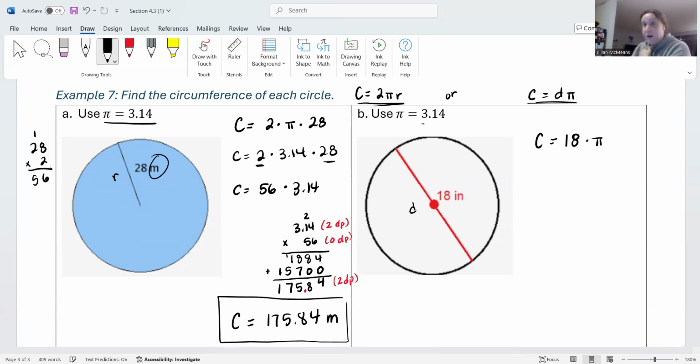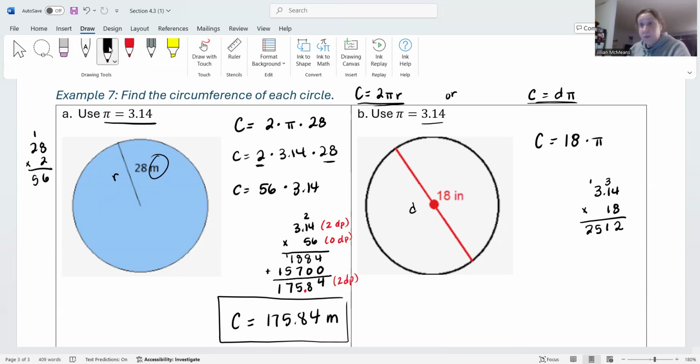Well, I was told flat out to use 3.14. So I'm going to do a little side work. I have 3.14 times 18. Well, 8 times 4 is 32, so I'm going to keep a 2 and carry a 3. 8 times 1 is 8, plus 3 is 11, so I'm going to keep a 1, carry a 1. And then 8 times 3 is 24, and then the 1 I carry makes it 25. So that was multiply. Oh, please put a 5 there.